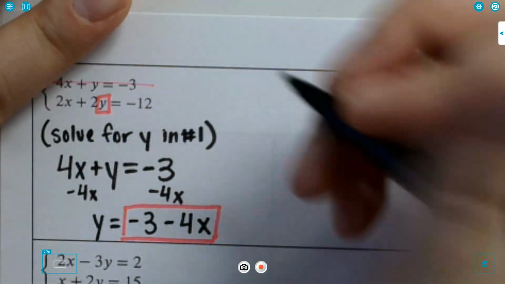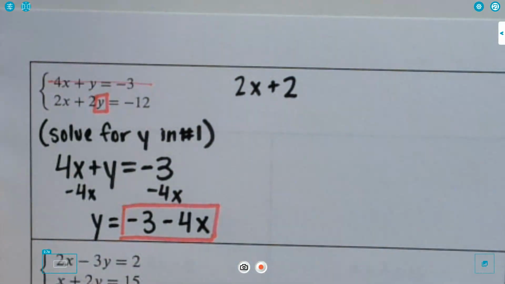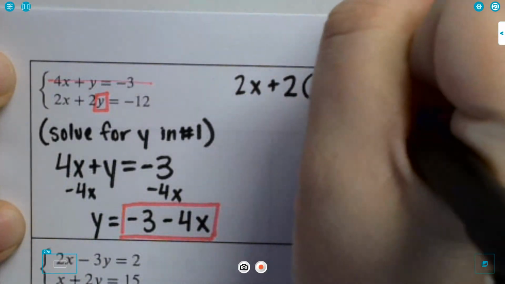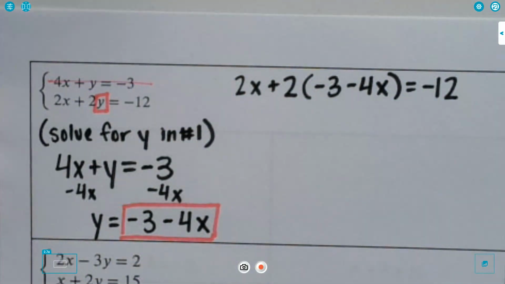Okay, so my next step, I've got 2x plus 2, instead of that y, I'm plugging in negative 3 minus 4x. I'm substituting that in. That's equal to negative 12. I'm writing too big. I'm going to run out of space. All right. Any questions right now? So that is step 2, which is exactly what we did yesterday. We substituted that in for y. From there, we can distribute, combine like terms, solve.